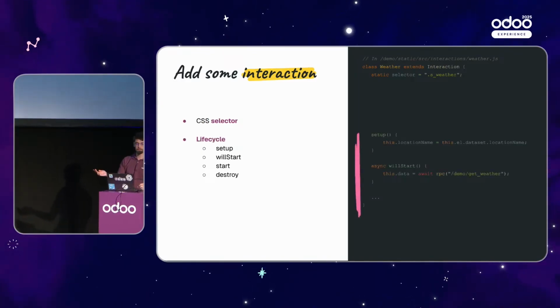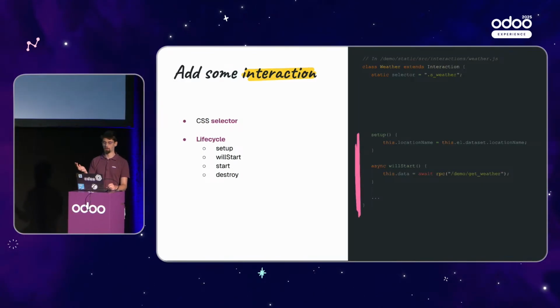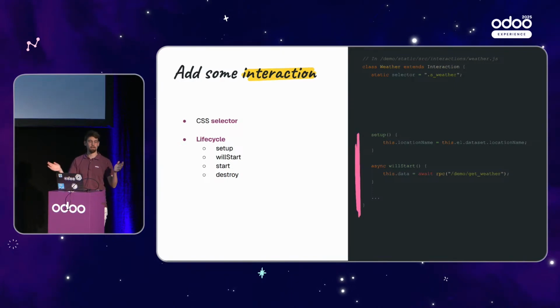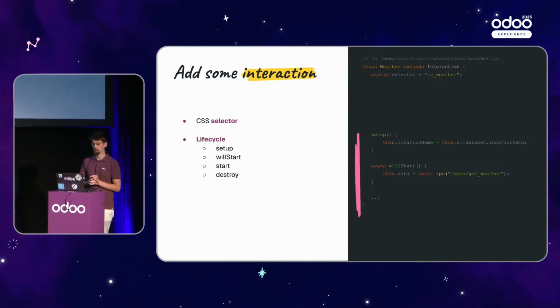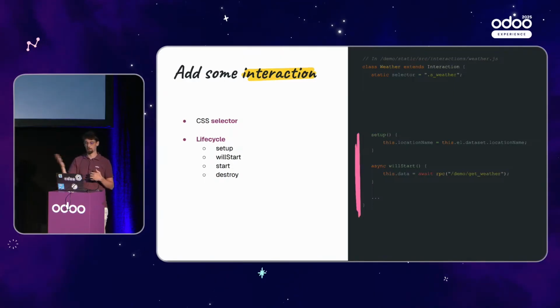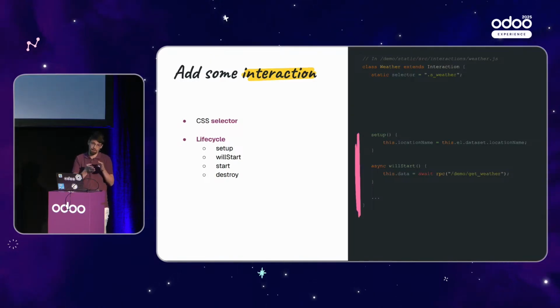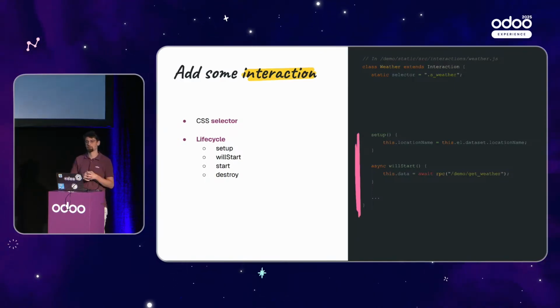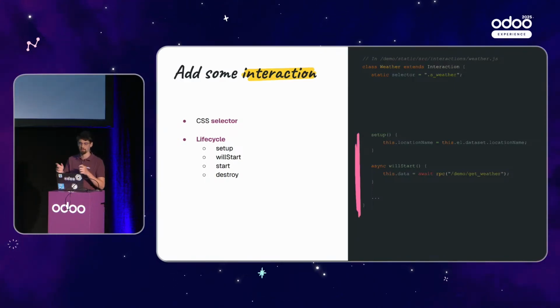Next, you have the lifecycle. You shouldn't use the constructor of your class at all. You should use the setup if you want to do something that is already available in the page before the interaction is started. If you have asynchronous code, like in our case with the weather snippet, where you want to call the API to get the weather data of your city, you will do that in the async willStart method. And then you have the start method that comes right after the willStart, and the destroy method. So the only asynchronous method that you have within the lifecycle really is the willStart.